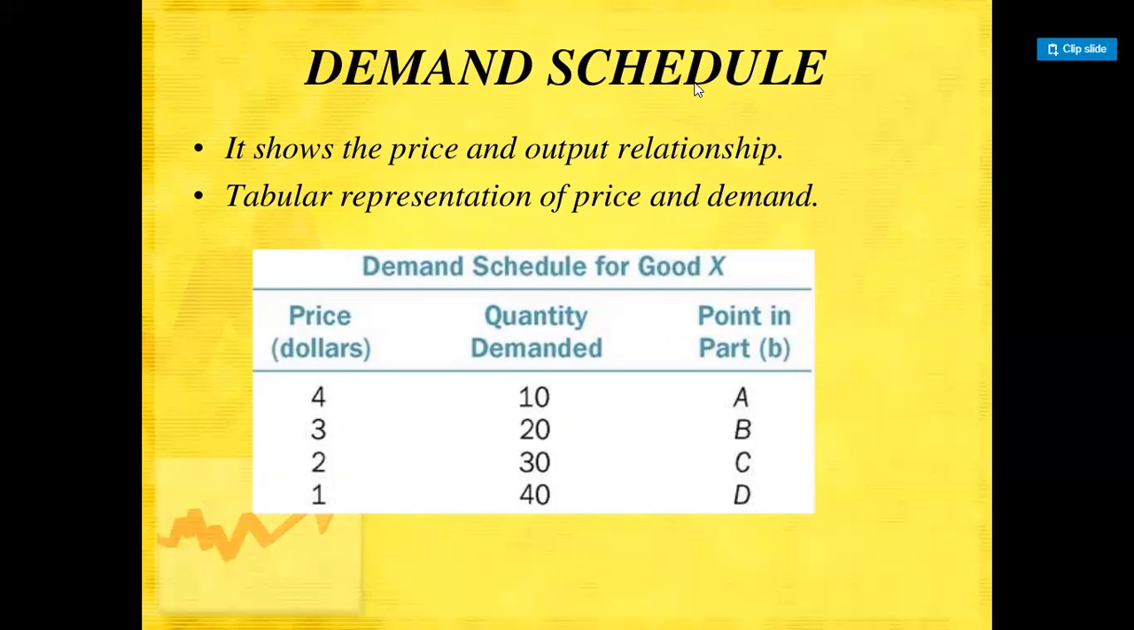As seen in the schedule, quantity demanded of X increases with the decrease in the price. The consumer is willing to buy 10 units at the price level of 4, and when the price level goes to 1, then the quantity demanded is 40. So this is the schedule: when the price decreases, the quantity demanded increases. When we combine many individuals with each other, it is called the market demand schedule.